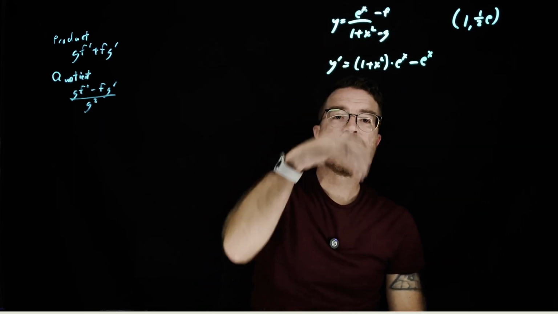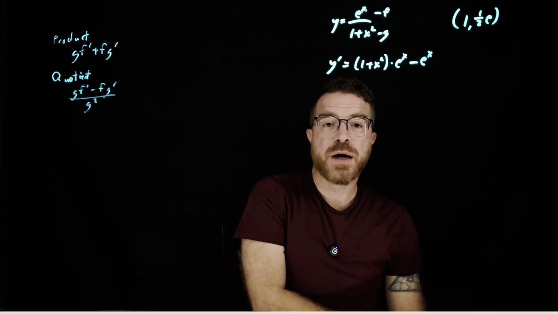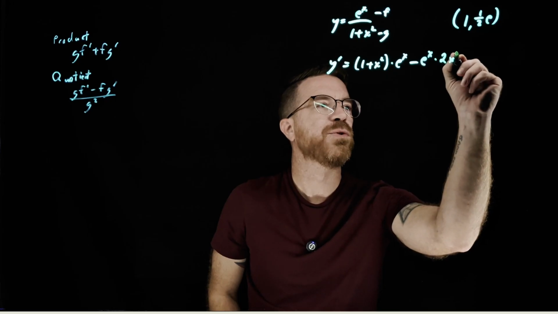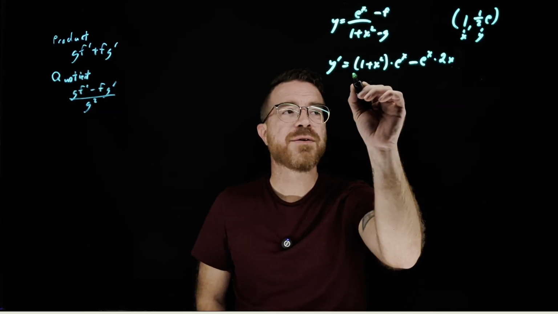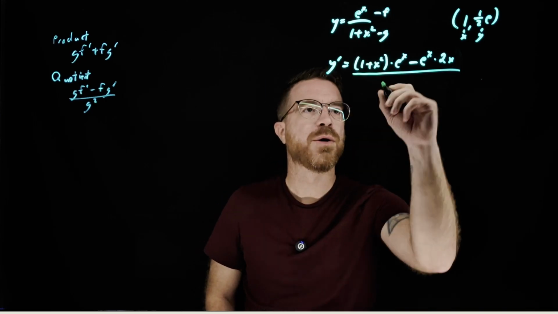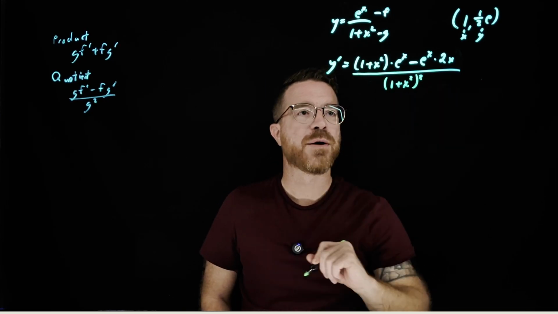And we're going to multiply this by the derivative of our g term. The derivative of 1, a constant, is equal to 0, plus the derivative of x squared is going to be 2x. So this is going to be e to the x times 2x. And then this entire thing is going to be divided by g squared. So we're going to take 1 plus x squared, squared.